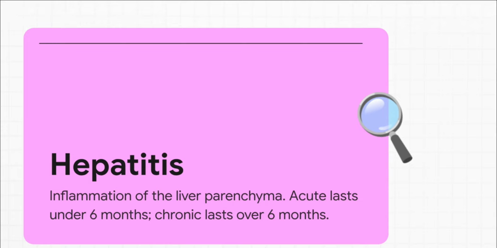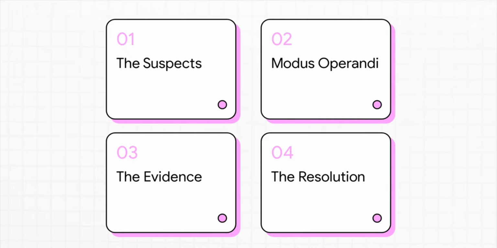Now, timing is absolutely everything here. We classify this inflammation completely based on the clock. Acute hepatitis lasts for less than 6 months, while chronic hepatitis persists for more than 6 months. Keep that 6-month threshold in your head. It's a vital dividing line for how these diseases actually play out.